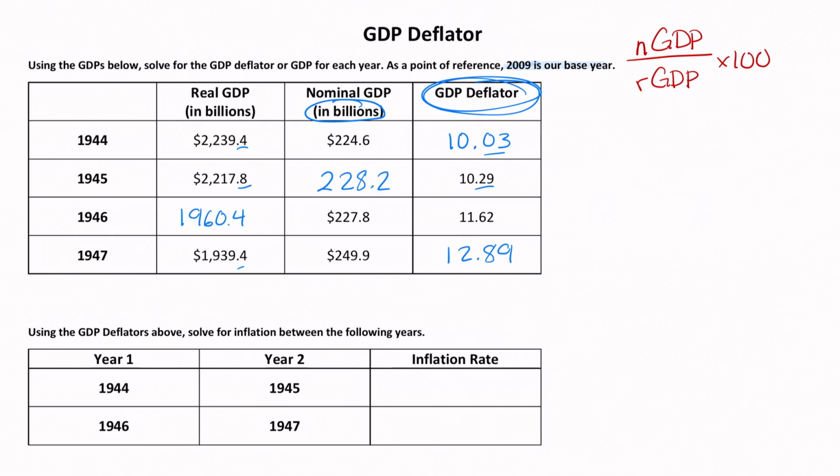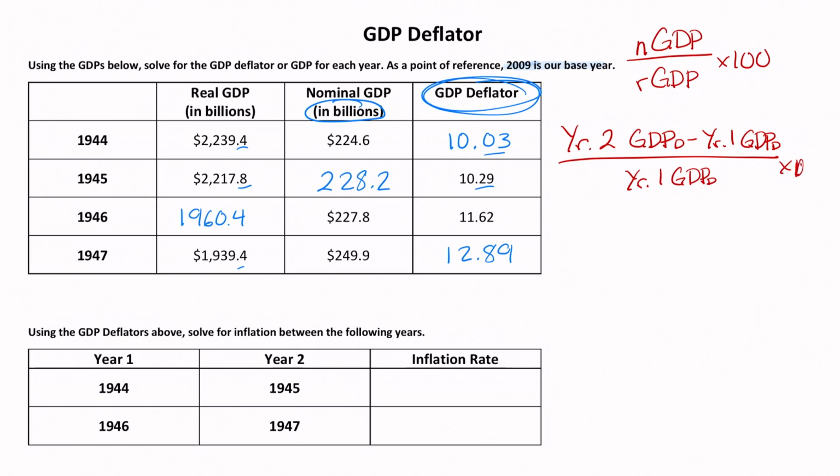So let's remind ourselves what our inflation formula is. It's our year two GDP deflator minus our year one GDP deflator divided by year one GDP deflator times 100. Maybe if I can write 100, there it is, times 100, right? So it's the same way that we used with CPI. So let's go ahead and do that. Remember, year one is always the earlier of the 2 years. Year two is the later of the 2 years.